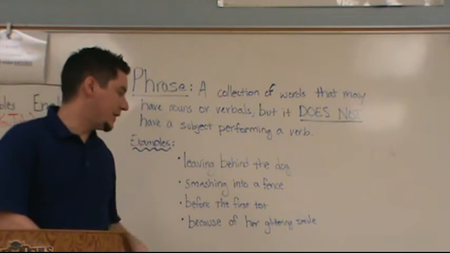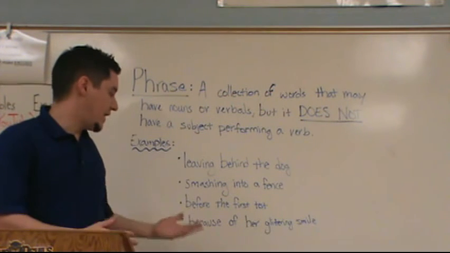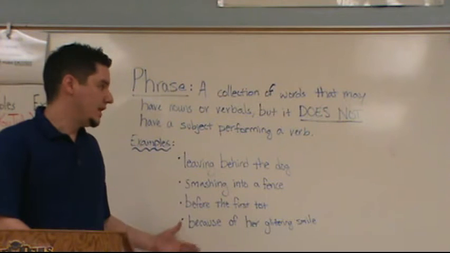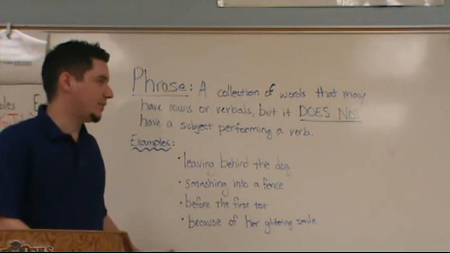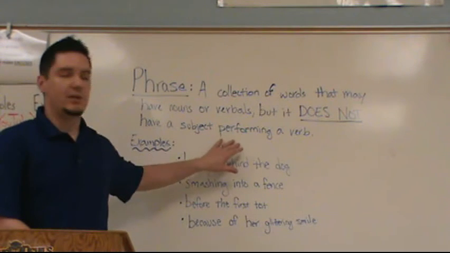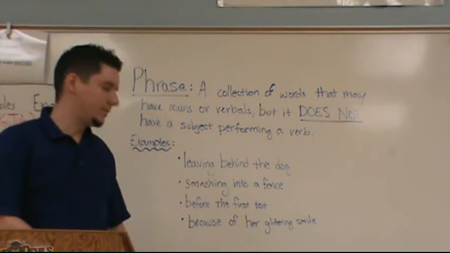In our last example, because of her glittering smile. In this case, we know that something happened because of her glittering smile, but we're not sure exactly what. So again, when we look at each one of these examples, there's something happening in them, but we don't have a subject who's actively performing them, and that makes them a phrase.